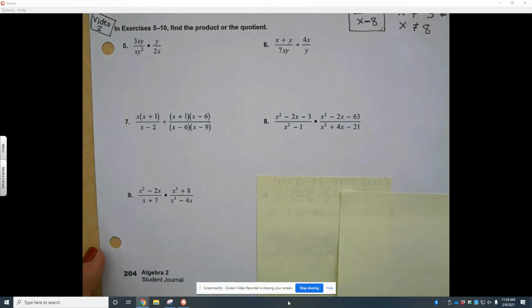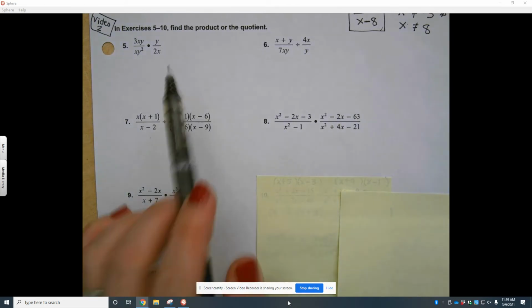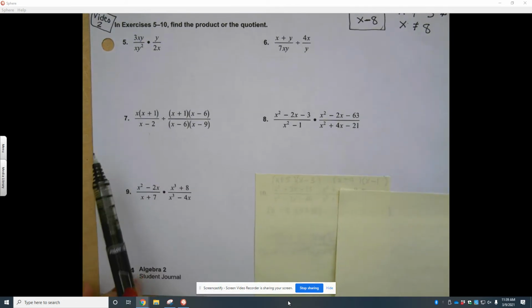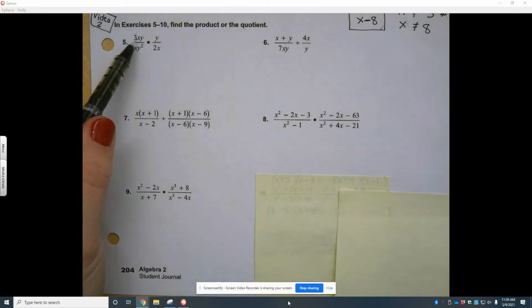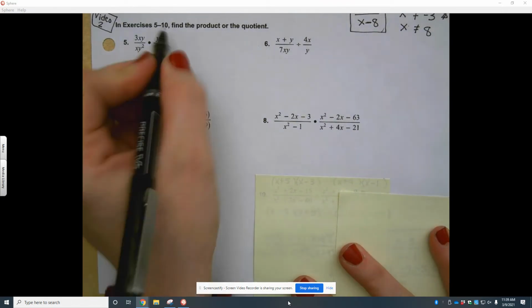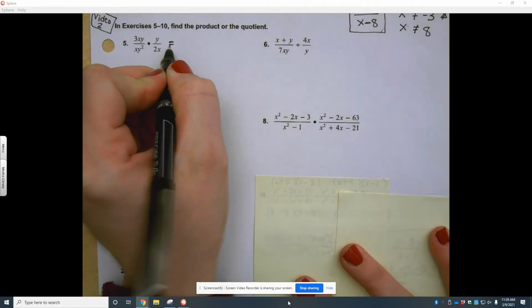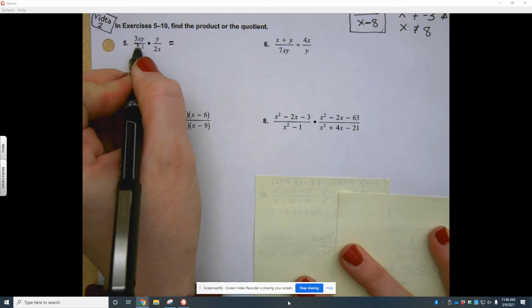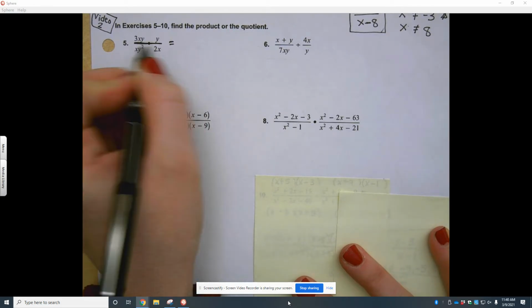We're going to finish up 7.3, and we're going to be on page 204 of your student journal. We are now going to find the product and quotient of these. If you remember how you multiply fractions, you just multiply straight across. So I'm just going to multiply the top. Basically, I'm just going to connect these into one, but I'm going to combine stuff.